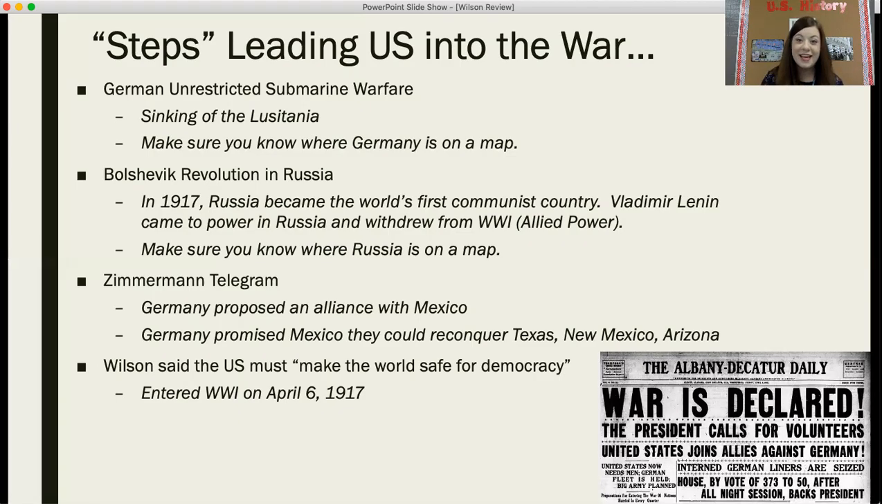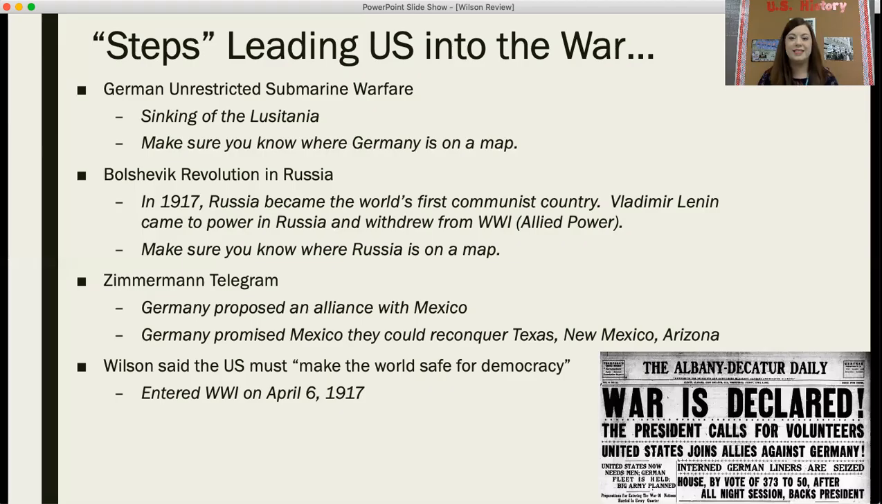Make sure you know where Germany is on a map. Also, remember in 1917, we have the Bolshevik Revolution going on in Russia. So they are fighting a revolution where they're becoming the world's first communist country. Remember, Vladimir Lenin was the leader of this. Once Russia was going through the Bolshevik Revolution, they will pull out of World War One. Remember, they are an Allied power. We feel like Great Britain, France, the Allies might lose World War One without Russia. We can't let Germany win this war. That's another reason why we had to step in and declare war.